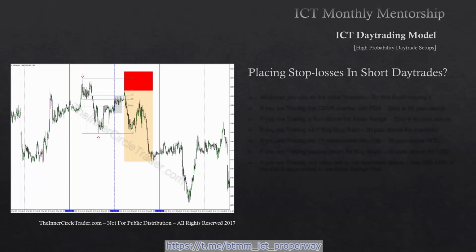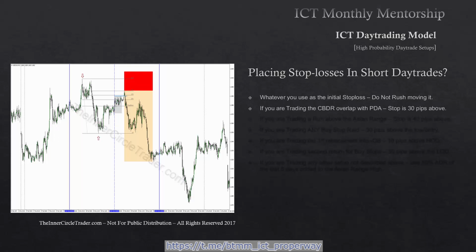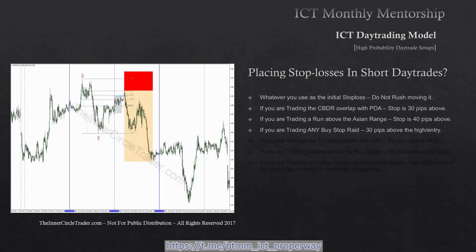Placing stop losses in short day trades. Whenever you use the initial stop loss, obviously don't be in a rush to move that. We've said that in the buy side. It's the same thing here for shorting. If you're trading the central bank dealer's range overlap with a PDA, the stop must be 30 pips above your entry. If you're trading a run above the Asian range high, the stop has to be 40 pips. If you're trading any buy stop raid, your stop has to be 30 pips above the high or your entry.